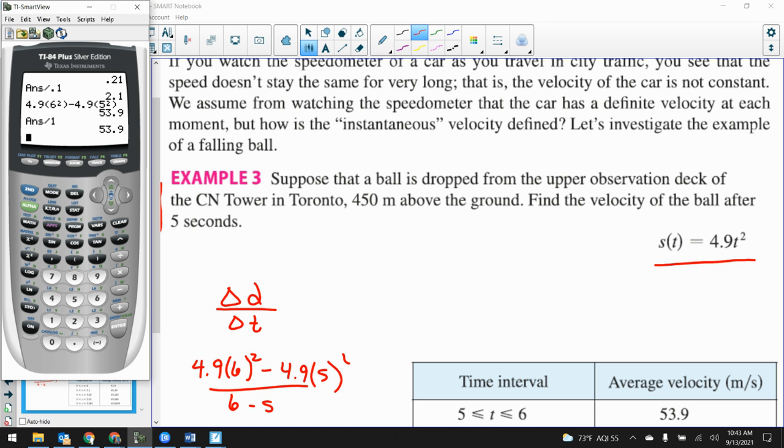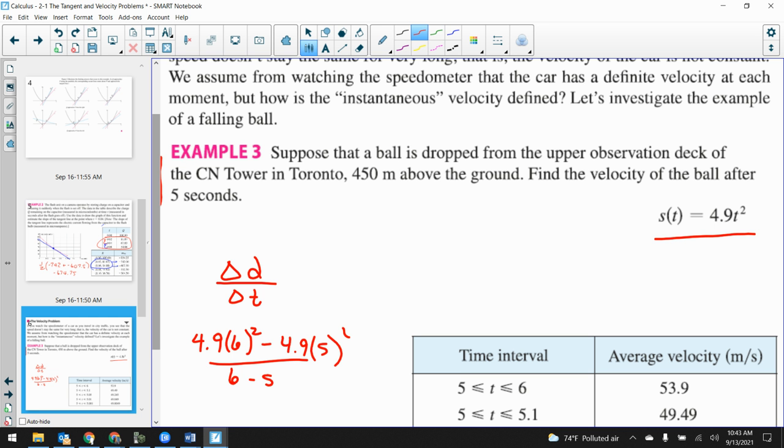Is that instantaneous velocity? No. That's average velocity from time 5 seconds to 6 seconds. That's a whole second apart. That's a long time in terms of being dropped, right? Speed can change a lot in a second as it's being dropped.